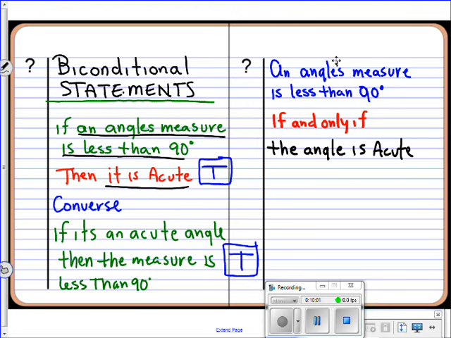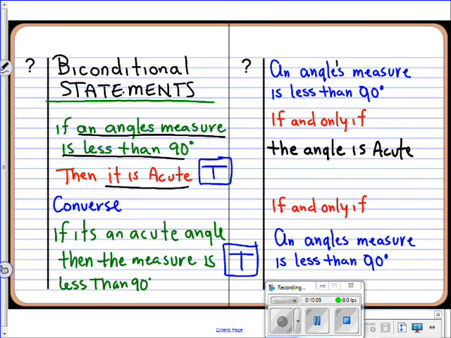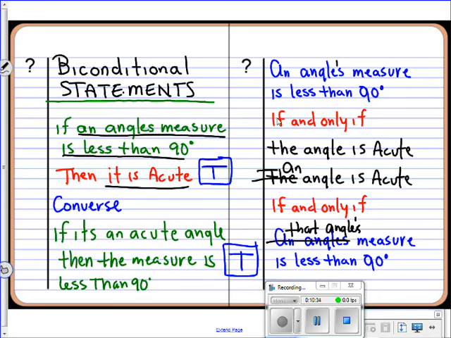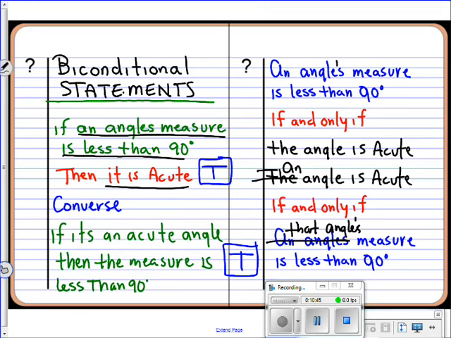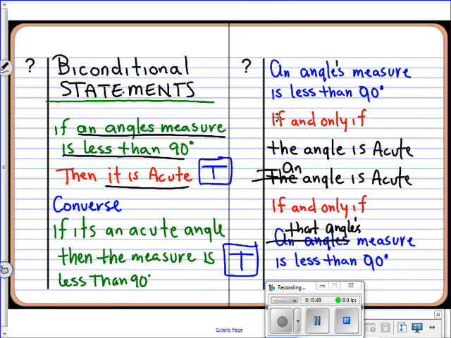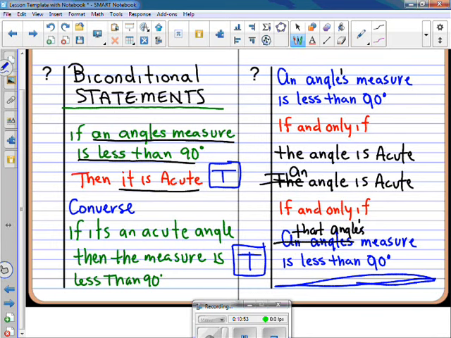Now, I could have very well done it this way. Of course, I'd want to make a capital T there, and the angle is acute. That doesn't make sense at all, so I'd change that to: an angle is acute if and only if that angle's measure is less than 90 degrees. I just massage it to make sure it makes sense. It doesn't matter which one comes first or second, but if the original conditional statement is true and the converse is true, then we can rewrite it as a biconditional. Okay, that's it. Draw your line, write your summary.